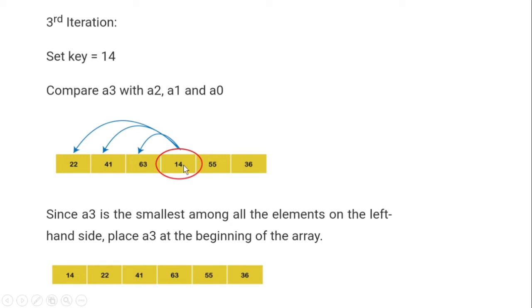Now you can see here that 14 is the smallest number in this array, so we place this element in the beginning of the array. Now you can see the 14 in the beginning of the array, and the whole array is 14, 22, 41, 63, 55 and 36. Now next, the fourth iteration.